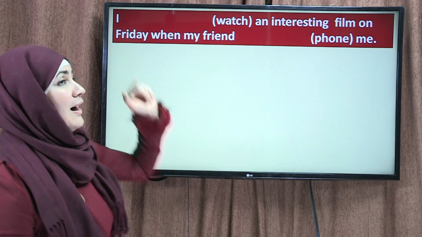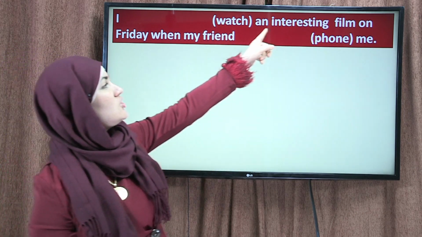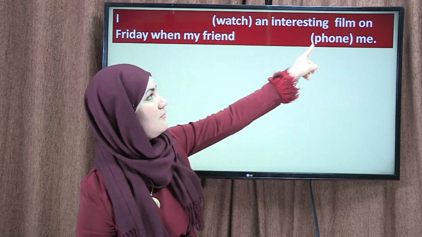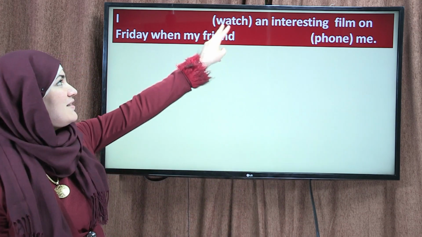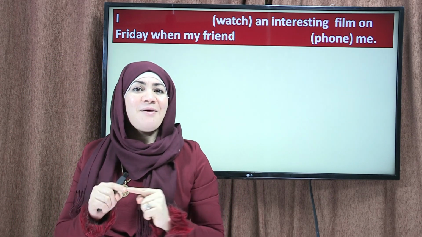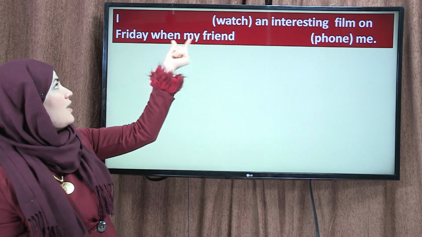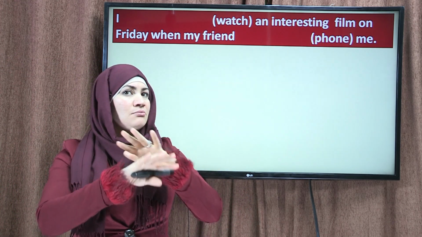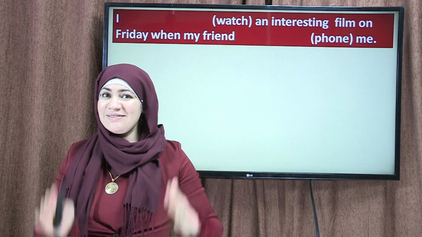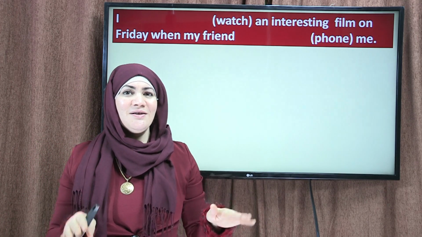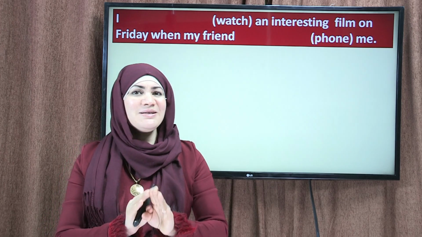We start the first one. Look here. I watch an interesting film on Friday when my friend phoned me. We see here there are two verbs. We have to correct them. يجب علينا أن نصححهم. لدينا هنا when. When comes in the middle position. جاءت هنا في وسط الجملة. And there is no change. لا يوجد هناك تغيير. We know that after when we put the verb in past simple.